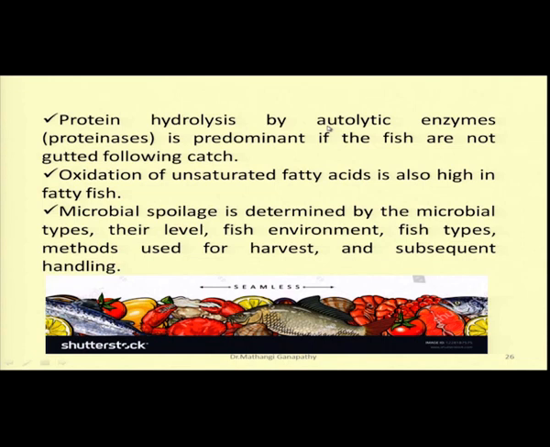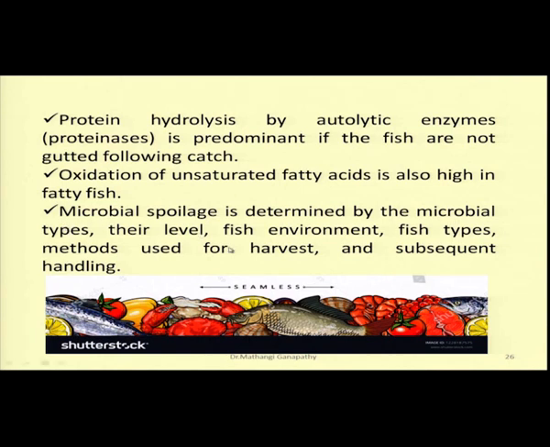Now let's see step by step the type of spoilage which manifests. Protein hydrolysis by autolytic enzymes, the proteinases, is predominant unless the fish is gutted immediately. The moment it is taken out following a catch, it has to be gutted, otherwise autolytic enzymes will become activated. Second is the oxidation of the unsaturated fatty acids, and this is very common. This happens irrespective of the condition you are storing it in. And three, the microbial spoilage.